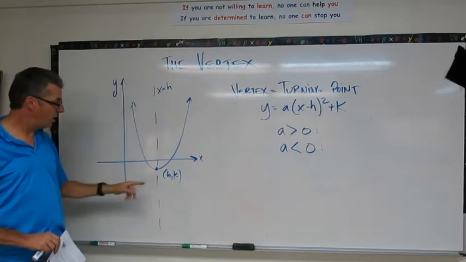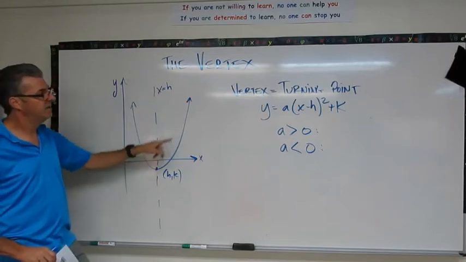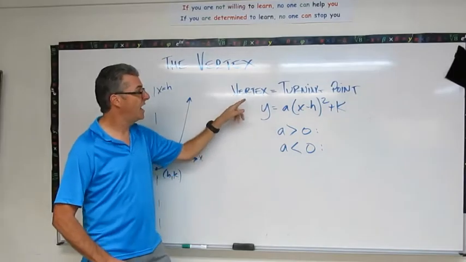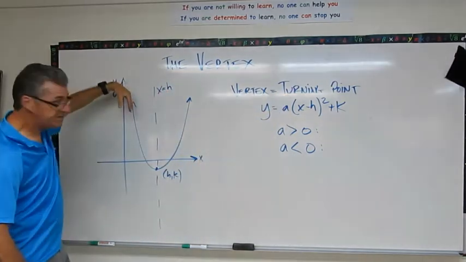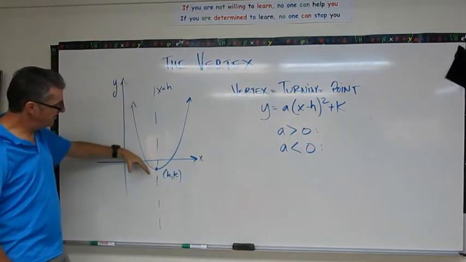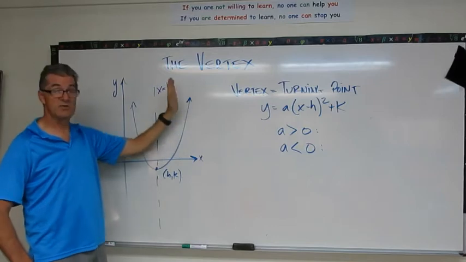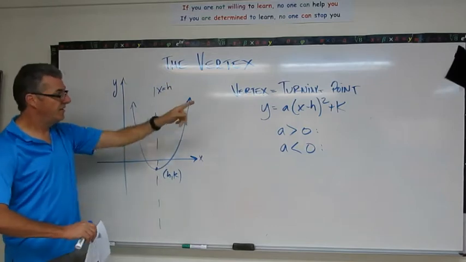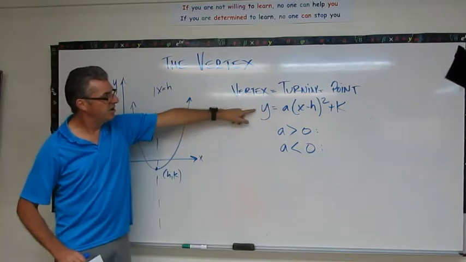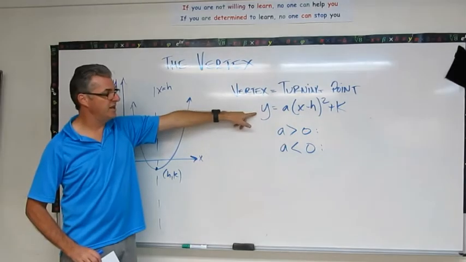Okay, so let's talk a little bit about that vertex. In an earlier video, we discussed how it's a turning point, where in this case the function is decreasing and then it passes through the vertex and now it's increasing. So that tells you that it's a turning point. Here's our vertex form of the quadratic equation.